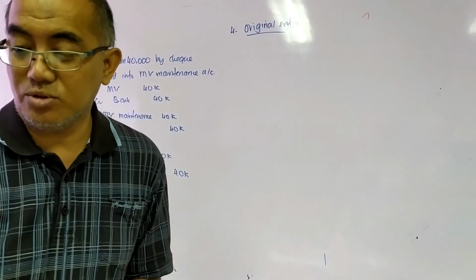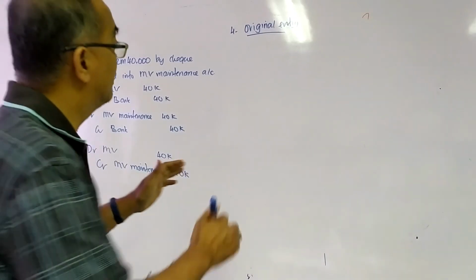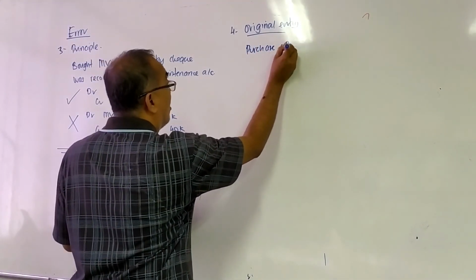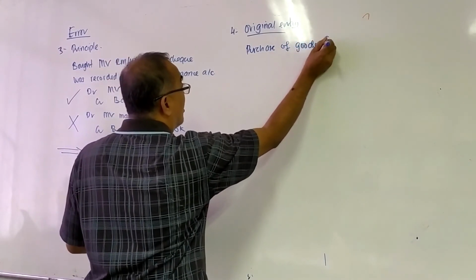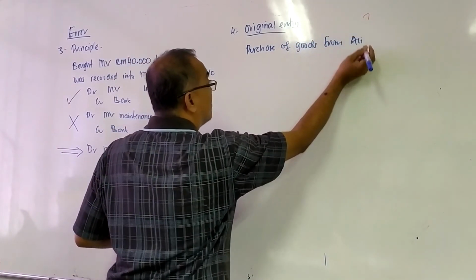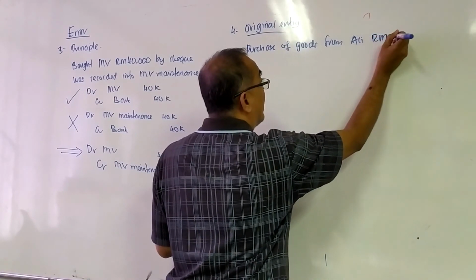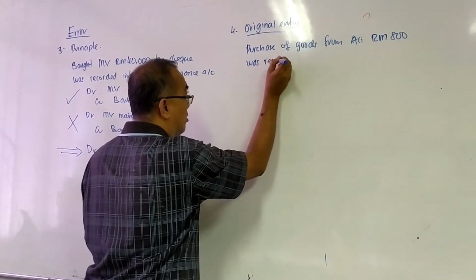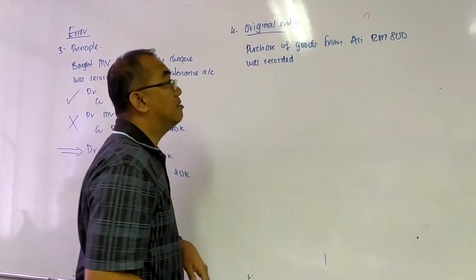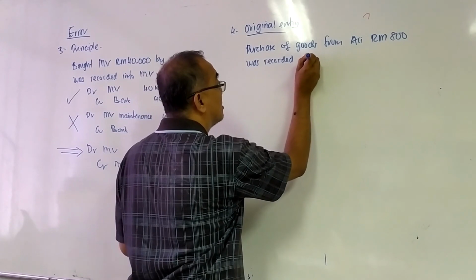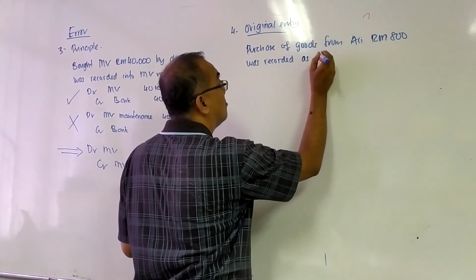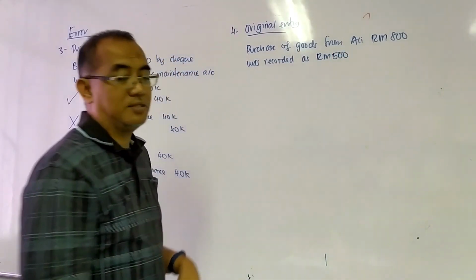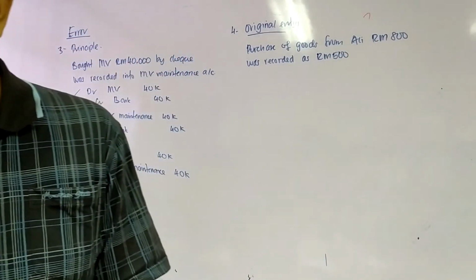You purchase goods from Ali. 800 was recorded as RM 500 in both accounts.